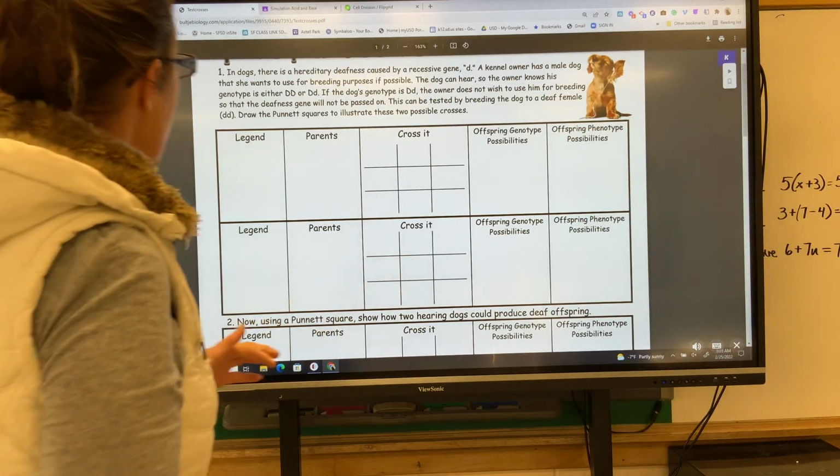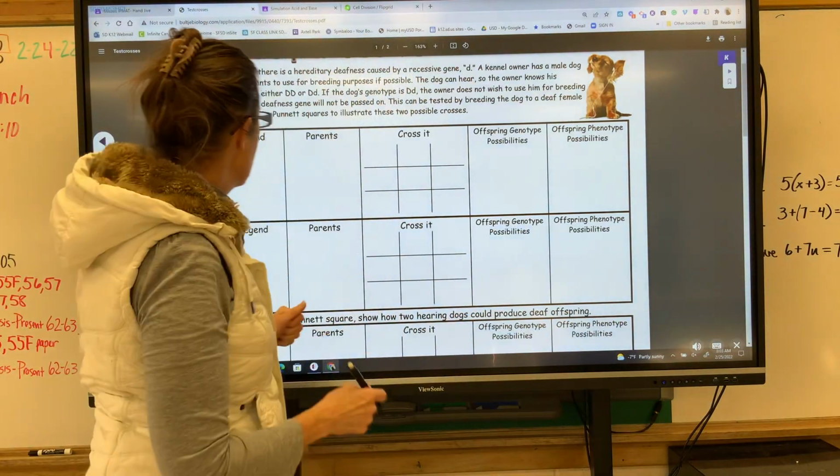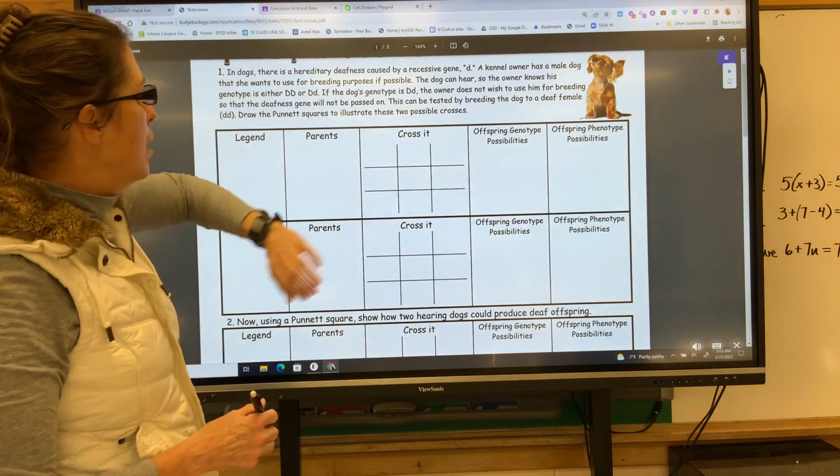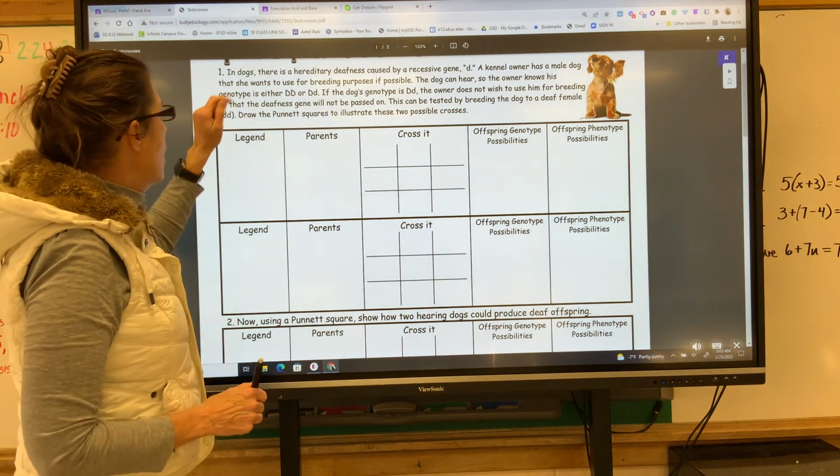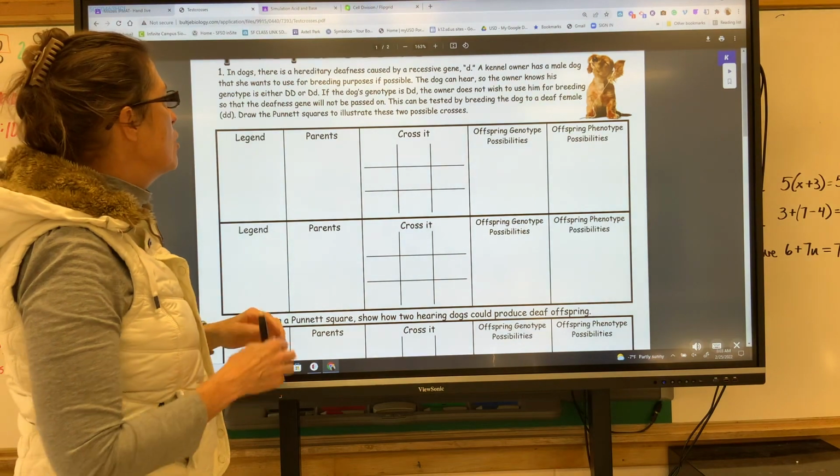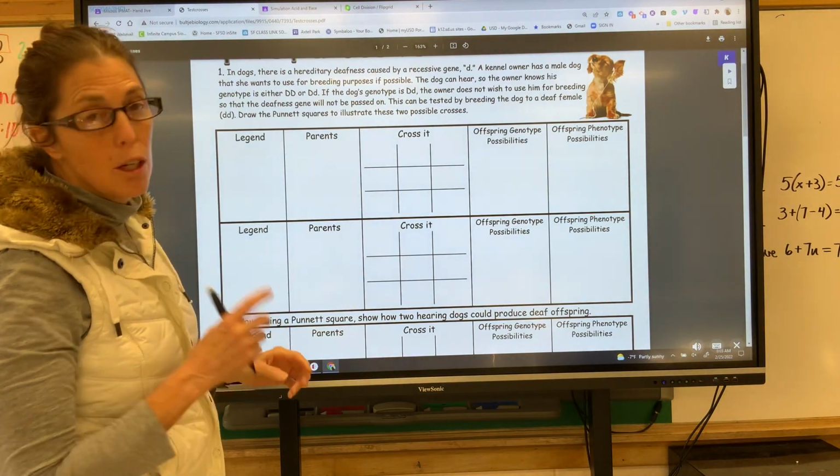All right, genetics. This is genetics test cross. We are going to look at the problem about dogs. In dogs, there is hereditary deafness caused by recessive gene small d.